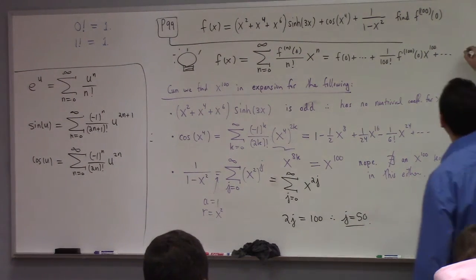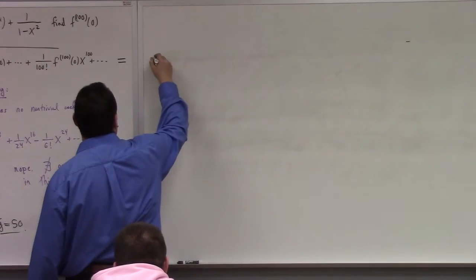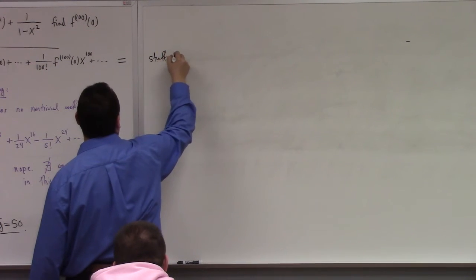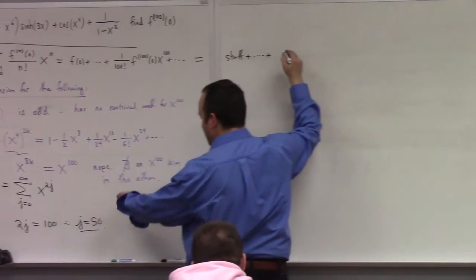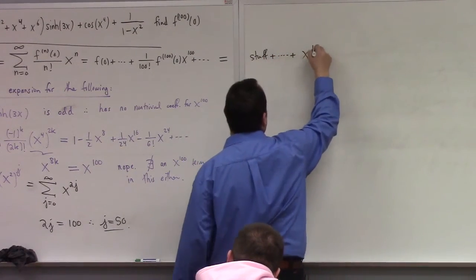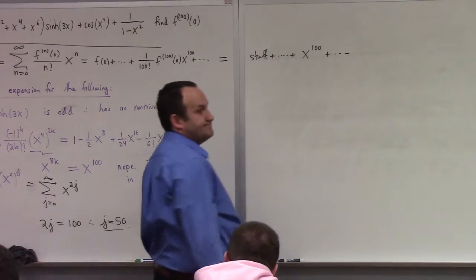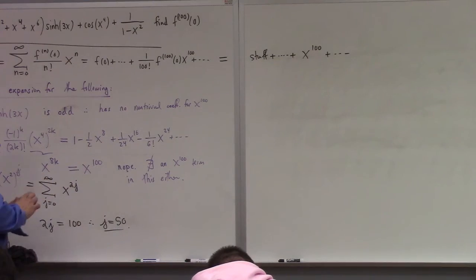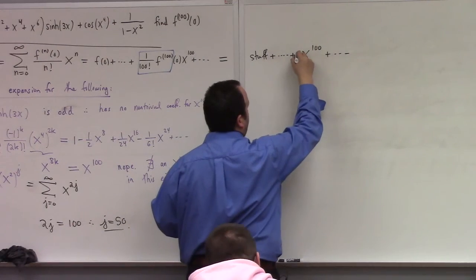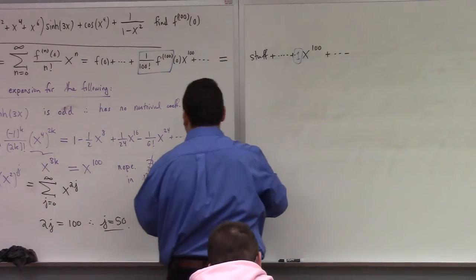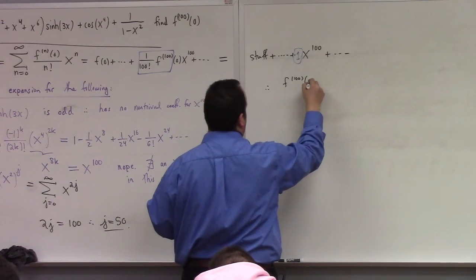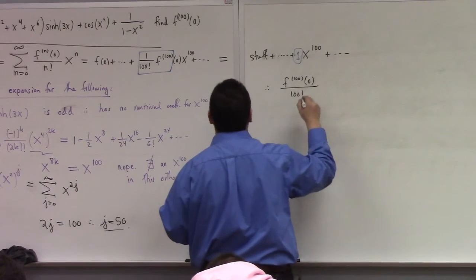I figured out that this is equal to stuff, right? I really don't care. Plus dot dot dot plus eventually, what's the coefficient of x to the 100? 1. So, since that's the case, I can compare this to the 1 that's right here. And that tells me that f to the 100, the 100th derivative evaluated at 0 over 100 factorial, is equal to 1.